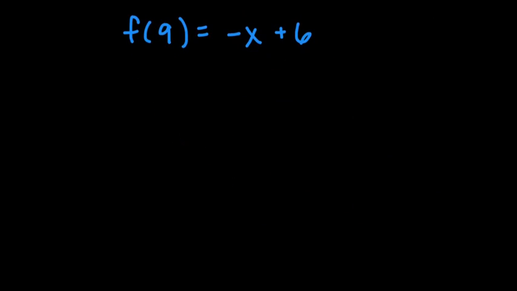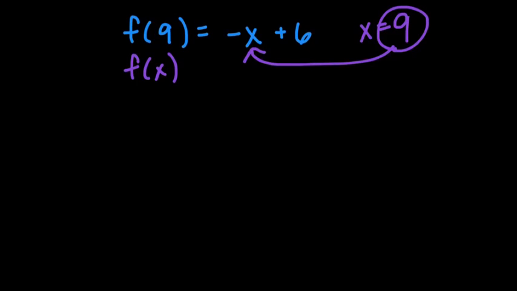All right, let's try one more like this. So this one we're going to find f of 9 equals -x plus 6. So remember, this is usually written f of x, and in this case they've changed the x to equal 9. So I'm going to take that 9 and plug it in where I have that x there. So this is going to become f of 9 is equal to -9 plus 6.